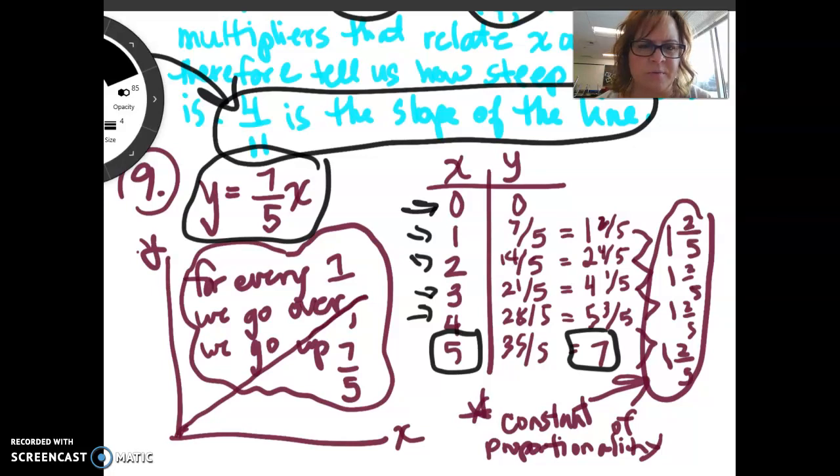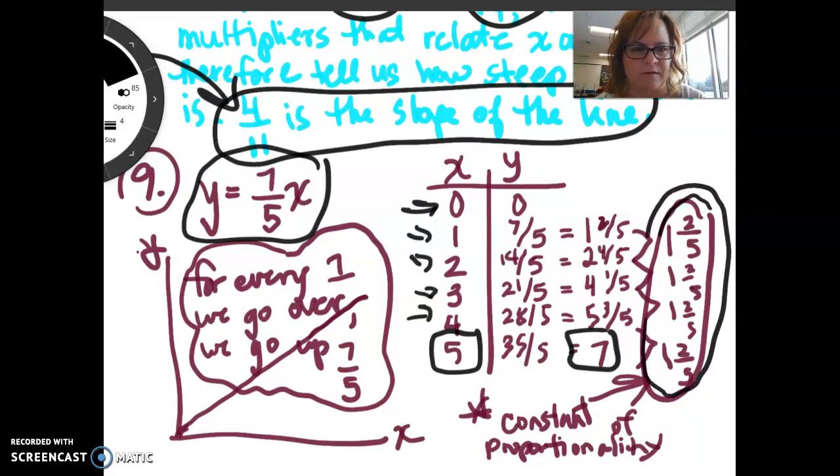And then I also took those improper fractions and wrote them as mixed numbers, maybe so that the constant of proportionality shows up a little bit nicer in your brain. So 1 2/5, 2 4/5, 4 1/5, 5 3/5, 7. Of course, the difference each time here is 1 2/5. So we know that that's our constant. That's our rate, our constant of proportionality, and our slope. All of these are synonymous. When we say slope, we're talking about constant of proportionality.